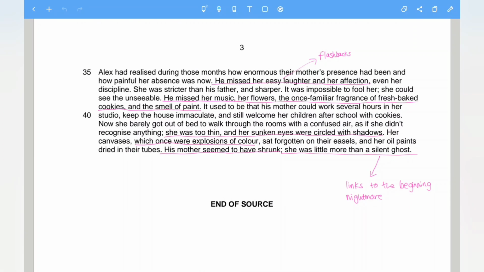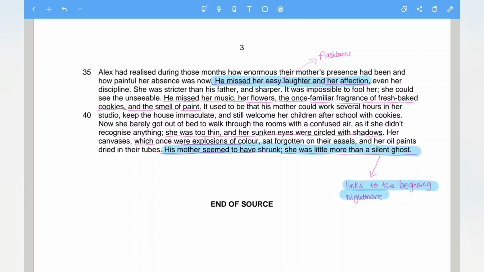Now, what has the writer used here in terms of structure? The writer has used a flashback, also known as an analepsis. "He missed her easy laughter and her affection." And this is showing us how he's reminiscing and thinking about the positive memories and the positive experiences with his mother. But then towards the end, it shifts and shows us how the mother is now "little more than a silent ghost." And that links to the beginning of the text where he's having a nightmare.